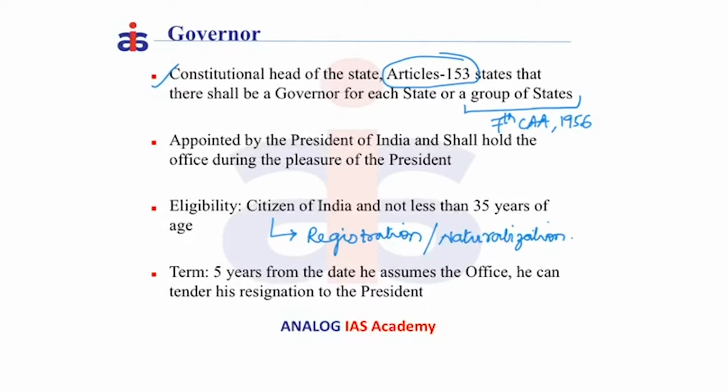This is made to ensure that emergencies are tided over in case a governor is vacant or absent in a particular state. The governor is appointed by the President and shall hold his office during the pleasure of the President.